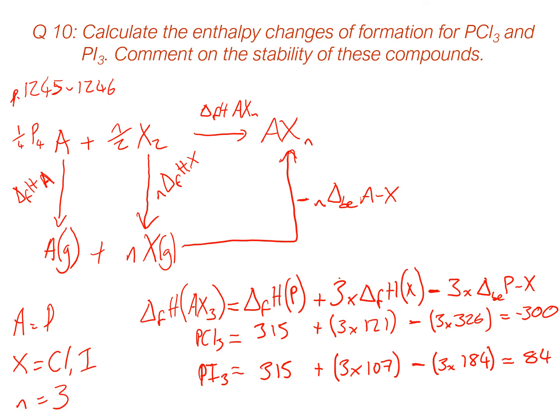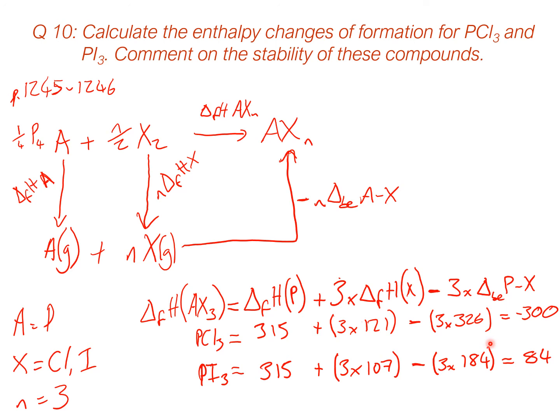So what can we tell from this? The question was to comment on the stability of these compounds. Phosphorus trichloride, PCl3, has an exothermic enthalpy of formation. Therefore, we know it's thermodynamically favourable to make it, and therefore this is a stable compound. But PI3 has a positive enthalpy of formation. It would be endothermic, so it's not stable with respect to the elements. It would rather be phosphorus and iodine rather than PI3.